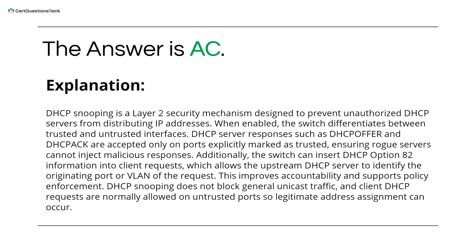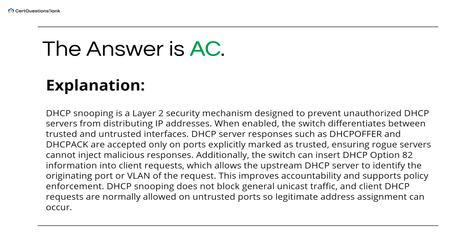DHCP snooping is a Layer 2 security mechanism designed to prevent unauthorized DHCP servers from distributing IP addresses. When enabled, the switch differentiates between trusted and untrusted interfaces. DHCP server responses such as DHCP offer and DHCP ACK are accepted only on ports explicitly marked as trusted, ensuring rogue servers cannot inject malicious responses.